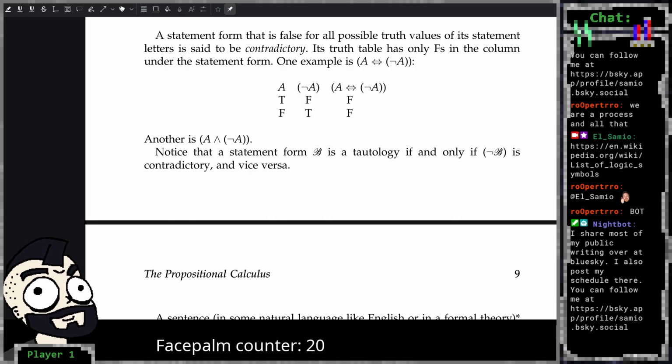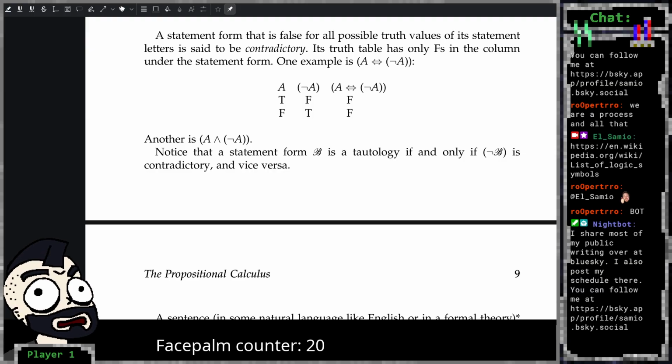A statement form that is false for all possible truth values of its statement letters is said to be contradictory. Its truth table has only F's in the column under the statement form. One example is A if and only if not A. Yeah, that is going to be a classical contradiction. That is saying something is true if and only if it isn't true. That is also very intuitive.